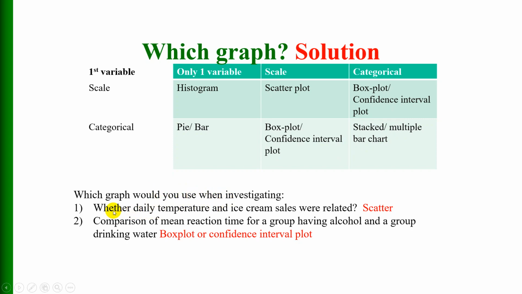As I asked this question earlier, whether daily temperature and ice cream sales were related, for that we may use a scatter diagram. And for a comparison of mean reaction time for a group having alcohol and a group drinking water, we may use a box plot or confidence interval plot. Here, both are categorical.